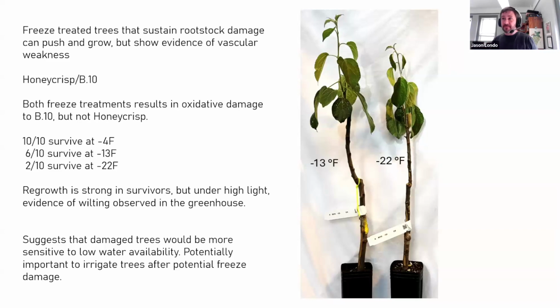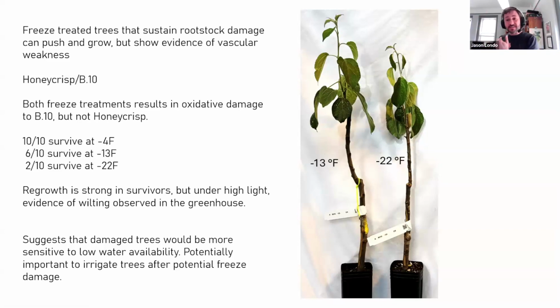Here's another example of what we've seen. So these, again, this is a Honeycrisp on B10. In this case, we froze at lots of different temperatures. When we look at the survival at negative 4F, 10 out of 10 trees survive. At 13F, 6 out of 10 survive. And at 22F, 2 out of 10 survive. But when we look at the trees that survive at negative 13F versus 22F, and we put them in the greenhouse, they start growing perfectly fine.